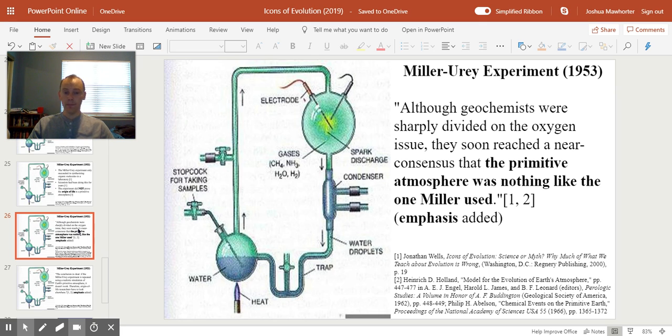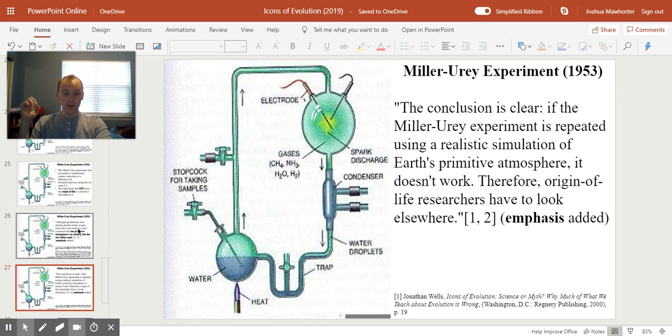And so this experiment, though it may have had noble purposes in the beginning to try to demonstrate something, should have been discarded a long time ago as not proving anything. Jonathan Wells goes on and says the conclusion is clear: if the Miller-Urey experiment is repeated using a realistic simulation of Earth's primitive atmosphere, it doesn't work. Therefore, origin of life researchers have to look elsewhere.